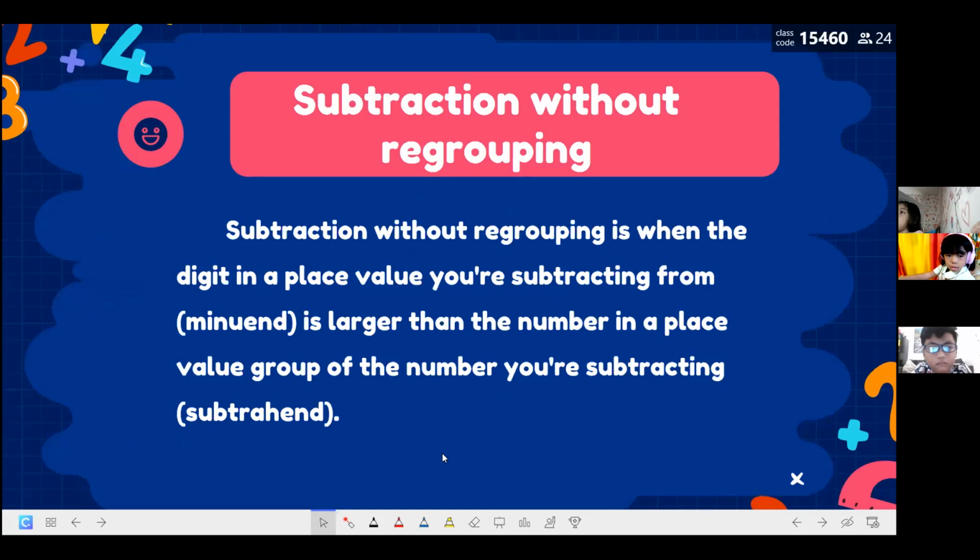Can you please read, Johan Javrel? Okay, teacher. Subtraction without regrouping is when the digit in a place value you're subtracting from, the minuend, is larger than the number in a place value of the number you're subtracting, the subtrahend. Thank you for that, Johan. So subtraction without regrouping is simply about when the minuend is larger than the subtrahend.